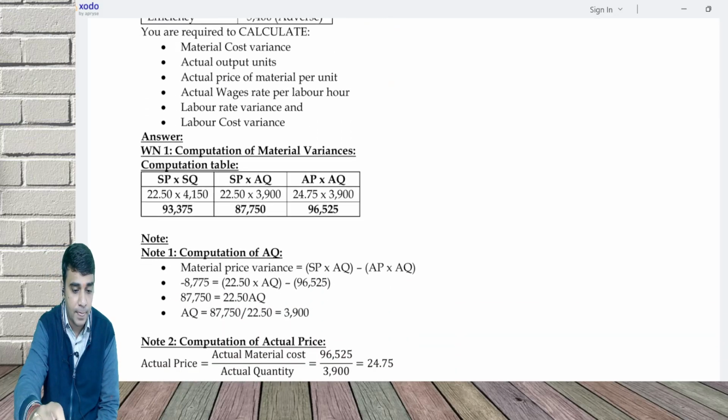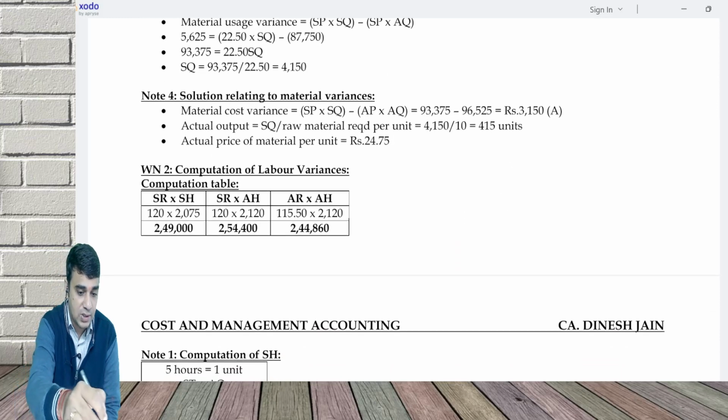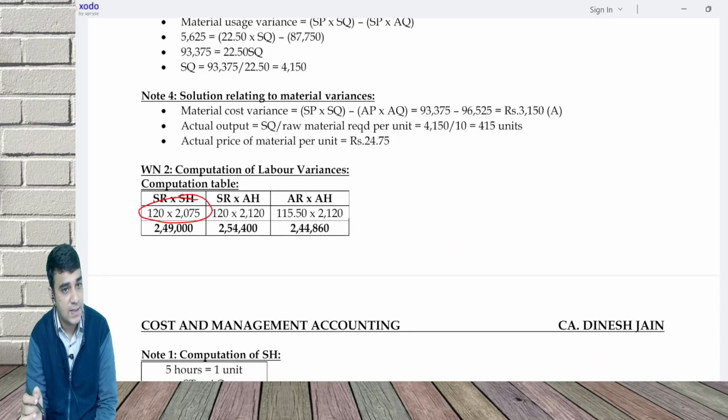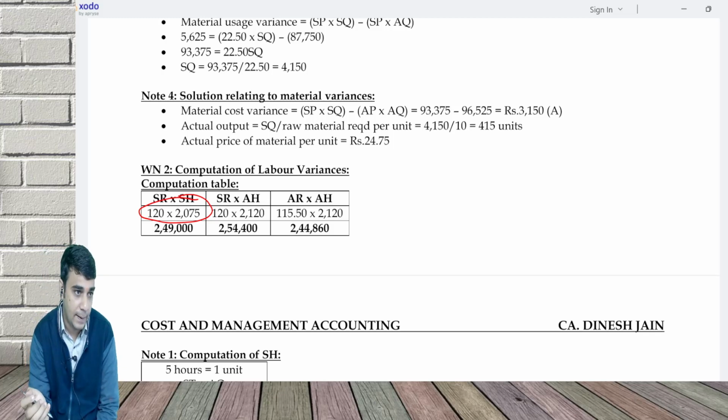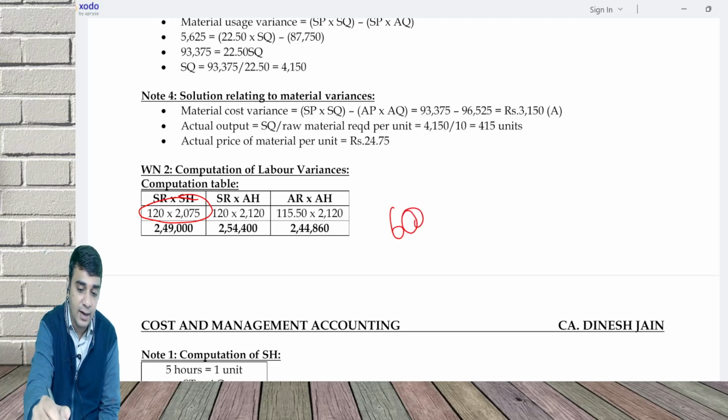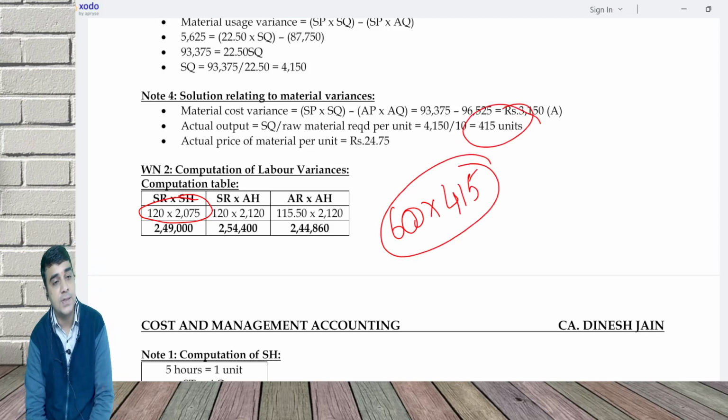Instead of using this 120 into 2075, I could have done SR into AO also. If you are using output, you will have to use 600 rupees. Why 600? There can be two types of SR. SR per hour, SR per unit. Per hour is 120. Per unit is 600 into 415. Can you tell me what is 600 into 415? Which is what this number is.